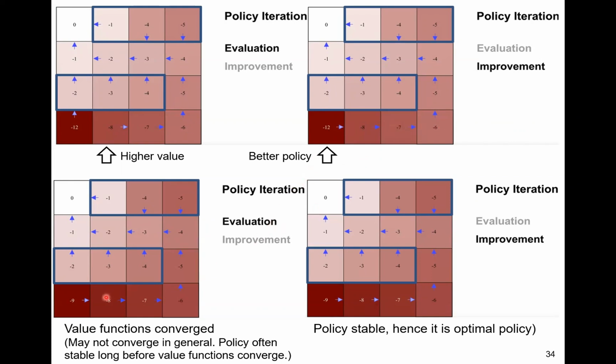And another round of policy evaluation, now the value functions have converged. That is, a few further updates will not change them. But in general, it may not converge. Policy often stabilizes long before value functions converge. And from this, you look at the greedy policies and they stop changing. So this policy and this policy are the same. So now policy is stable, so we're done.